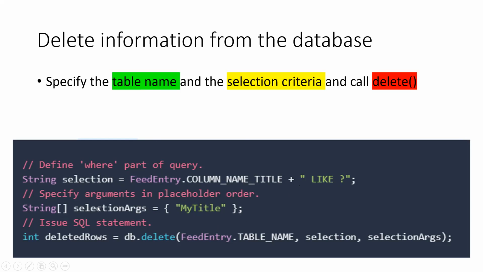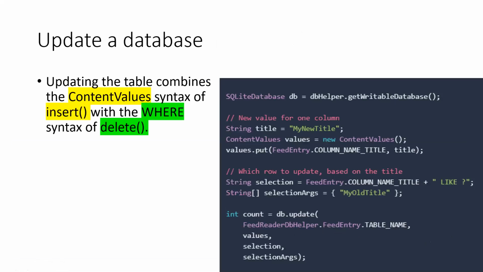Okay, once you have specified the selection criteria by using these two things, then you specify the delete method, deleted rows, and it's going to get you how many rows are deleted. That's why the return type of this delete method is integer. Deleted rows is going to contain the number of rows which are deleted. The first argument of the delete method is the name of a table. Then the second and third arguments are selection and selection args, which are related to avoiding SQL injection.